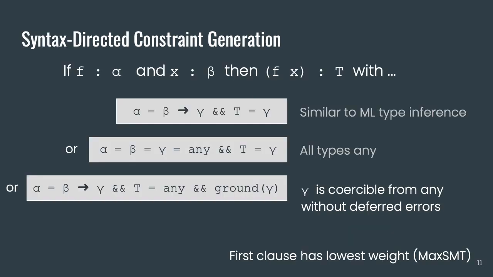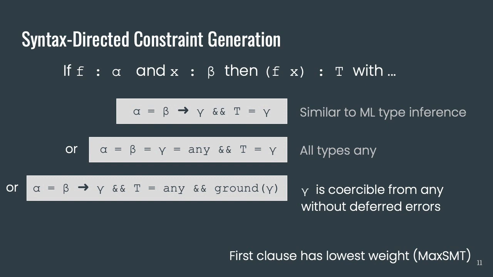So we use syntax-directed constraint generation. Consider application. If f has type alpha and x has type beta, then the application will have type t. We can have a constraint similar to Hindley-Milner. We can have a constraint when f is any. In gradual typing, we have to consider that case, in which case the argument should also be any and the result will also be any.